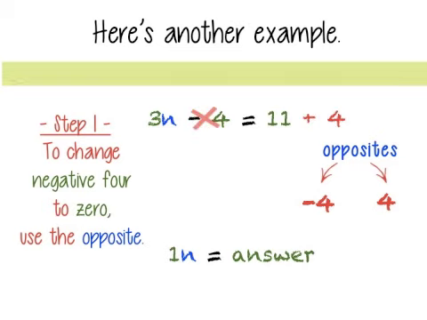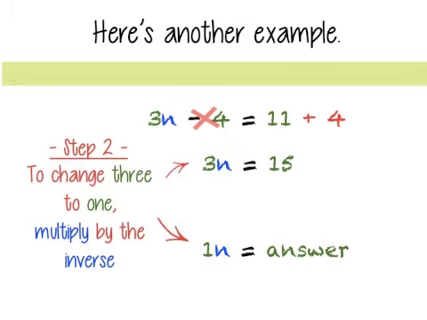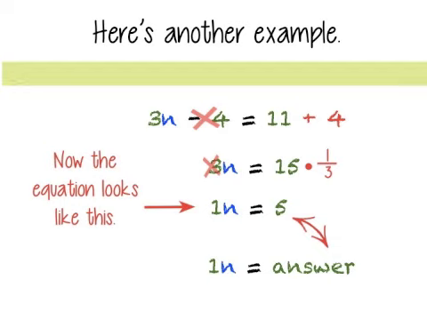Notice that I used the same technique. I canceled out the negative 4 and added 4 to the right side of the equation. Now the equation looks like this. 3n equals 15. In step 2, we're going to change 3 to 1 by multiplying by the inverse. In this case, the inverse is 1 over 3. I cancel the 3 and multiply 15 times 1/3. That gives me an answer of 5. The equation looks like this. 1n equals 5, which is our answer.